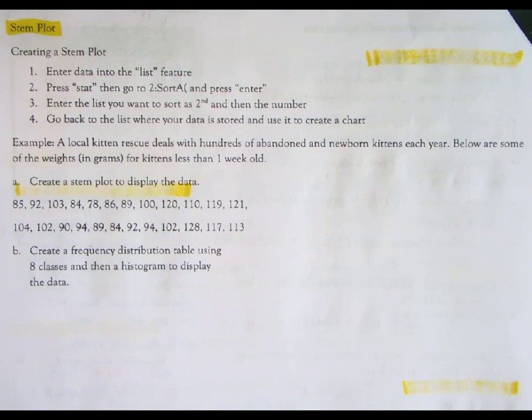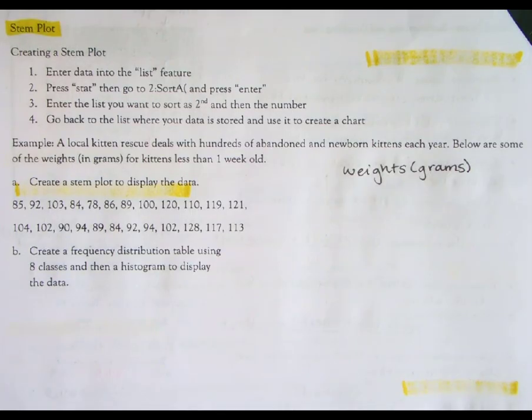A stem plot, or a stem and leaf plot, is another way of displaying data. Here we have an example of a local kitten rescue that deals with hundreds of abandoned and newborn kittens each year. And below are some of the weights in grams for kittens less than 1 week old. For a stem and leaf plot, the leaves are going to be the ones place, and the stem is going to be the tens and hundreds place.